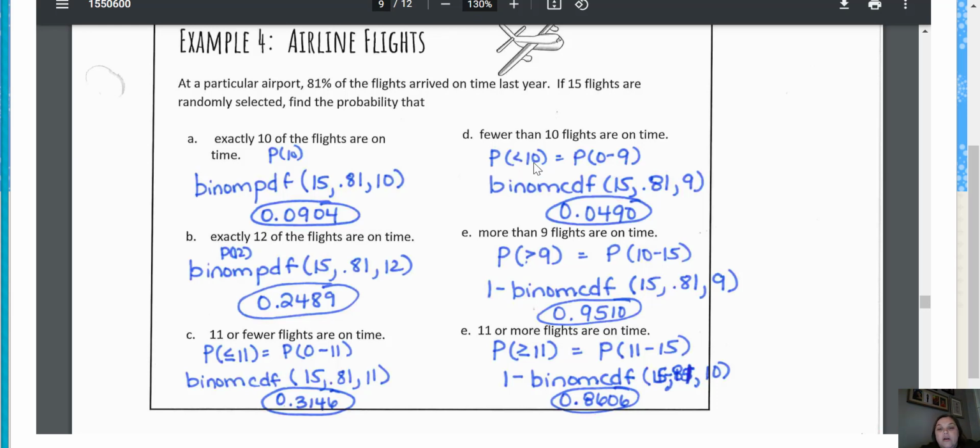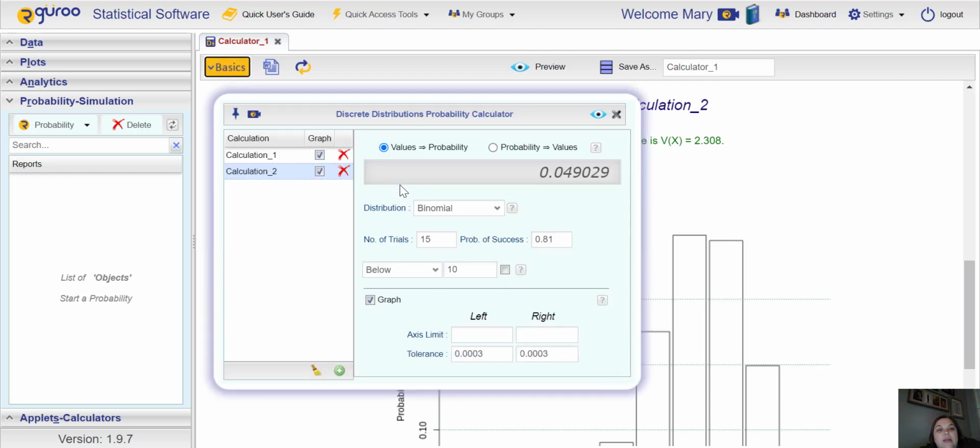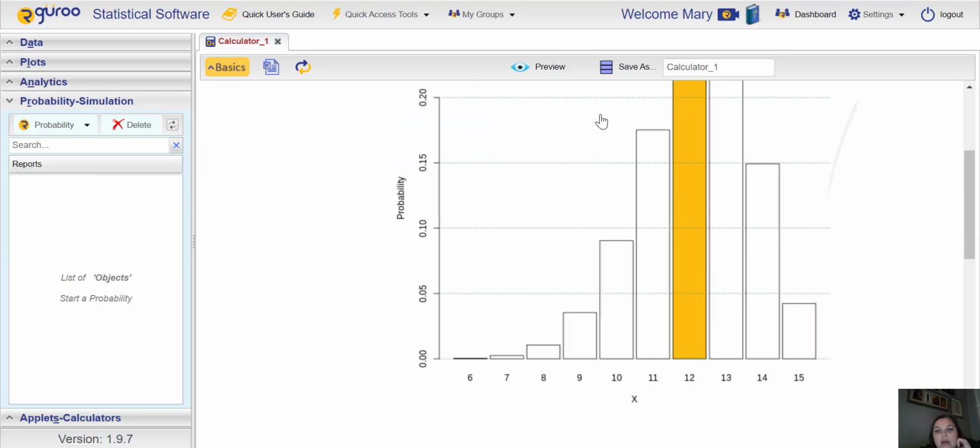So let's look at OurGuru. What's the probability that more than 9 are on time? So I'm just going to go back to basics, and I'm going to choose more than this time. So more than would be above. Above what? 9. More than 9 does not include 9. So more than 9 would be 10, 11, 12. So I'm going to uncheck the include button and I'm going to hit the preview.